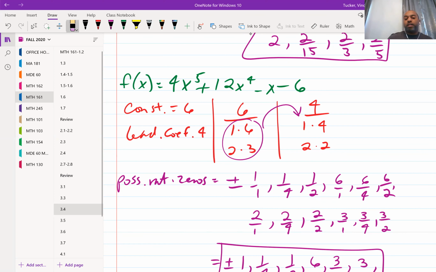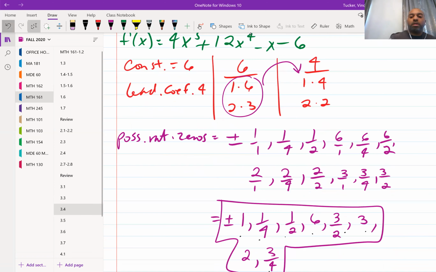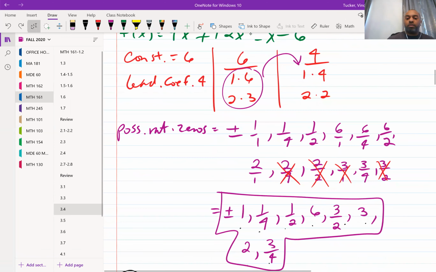So now we simplify the list, and we'll see that some values will cancel out or be repeated, so we don't have to rewrite them. That 2 over 4 is the same thing as 1 over 2, so we don't have to repeat that. 2 over 2 is the same thing as 1. We already had that. 3 over 1 is 3, and that appeared here. 6 over 2. 3/4 is not repeated, but 3 over 2 is repeated right here in 6/4. So you simplify and then make sure you don't have any repeated solutions.